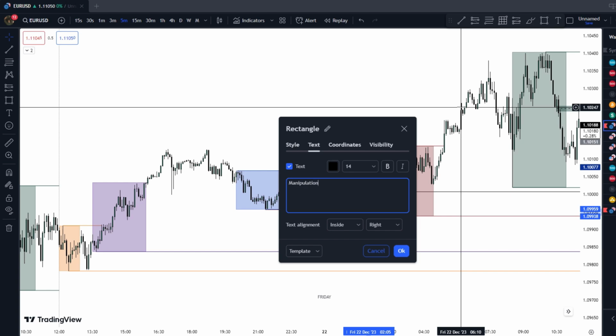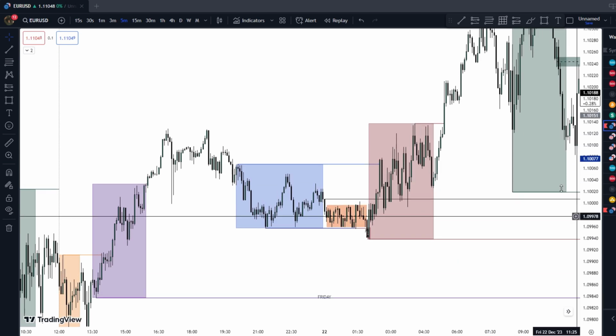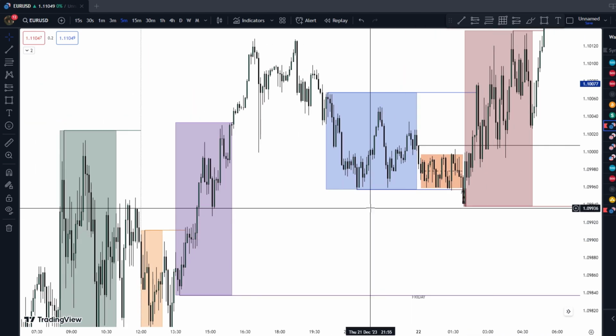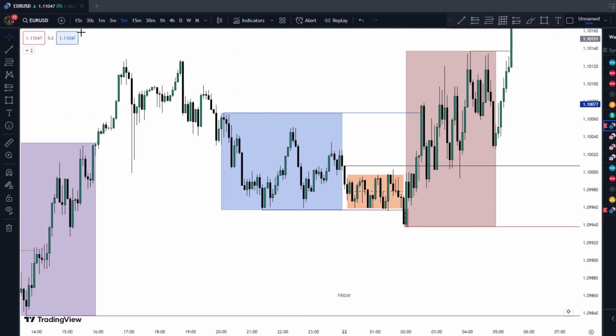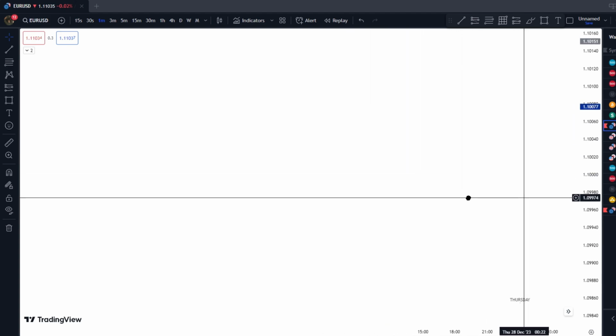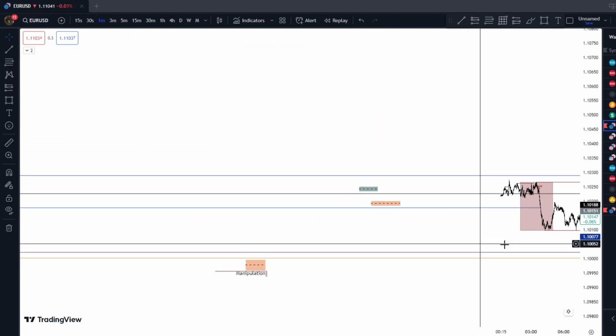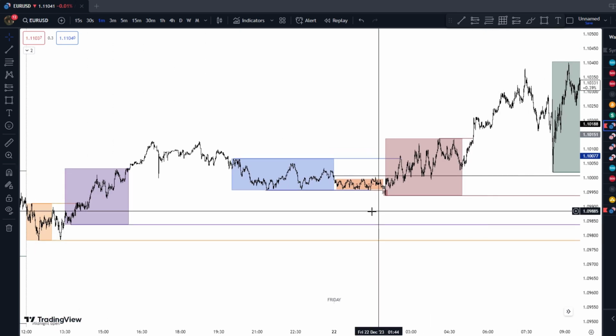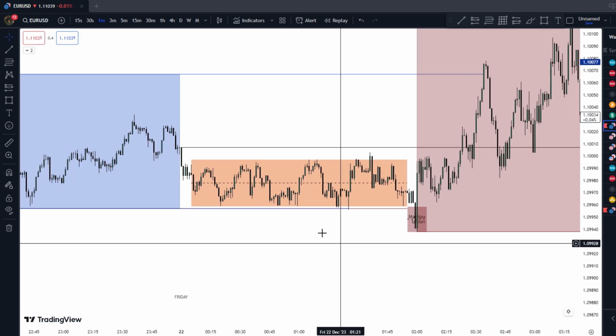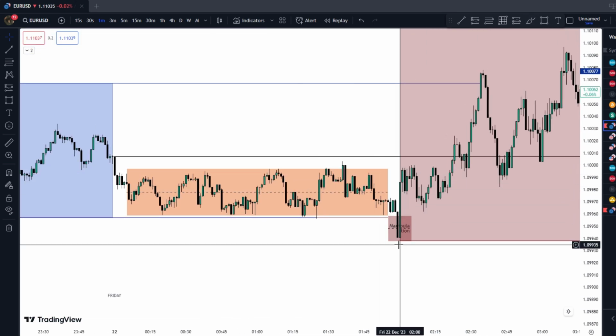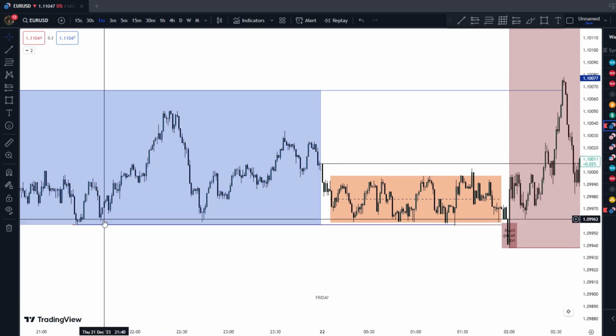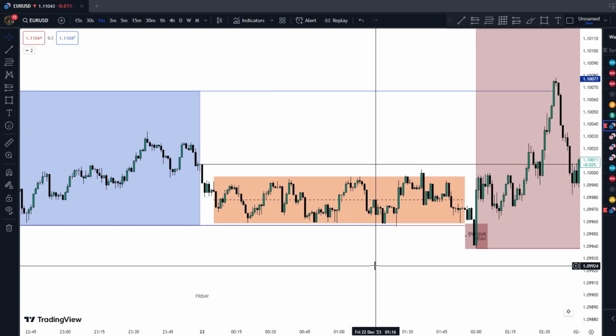This is the manipulation leg of the price. We manipulate these lows. Let's go to 1 minute time frame now. Okay, on 1 minute time frame, look at this range, you guys. We manipulate all these lows, and we even take out Asian low.